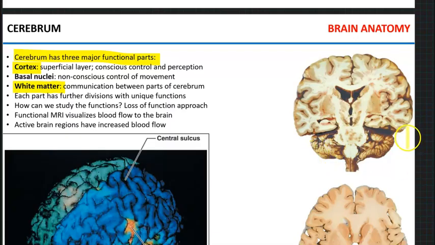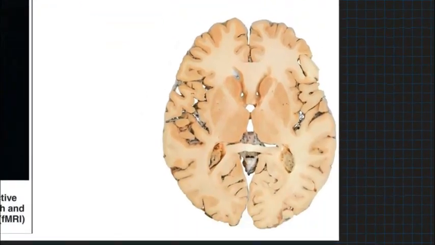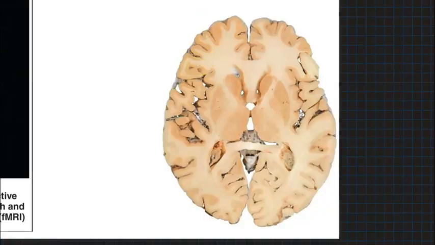Now, deep to the white matter in the cerebrum is the basal nuclei. Basal nuclei are responsible for the control of movement, and it's not under our voluntary purview. I'm going to give you a highlight of the cortex. So this is the cortex. This is the white matter. It's not only white matter, this is white matter too. And these are the parts of the basal nuclei.